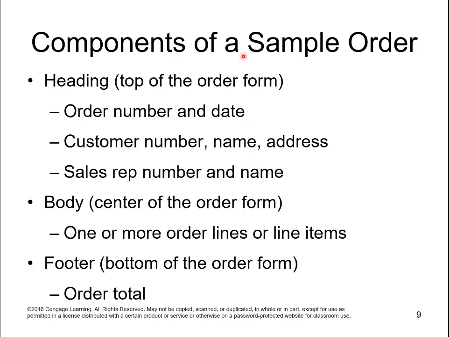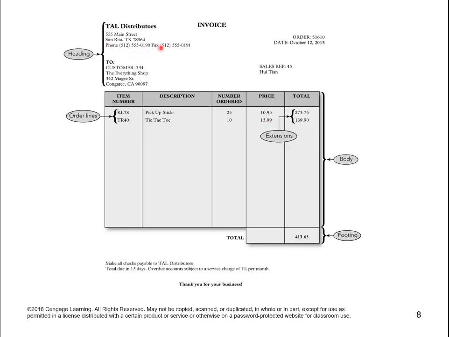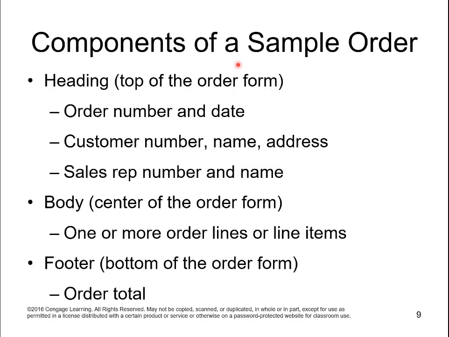So the components of a sample order is that heading that we talked about. Go back here, we look at this, the tile distributor's header, which is going to be the same on all invoices, but the customer header, that's going to be slightly different. Oh, and we also have the sales rep over here. Again, it's part of the header information because it's kind of a one-to-many relationship, which we'll talk about later. But this is that header information.